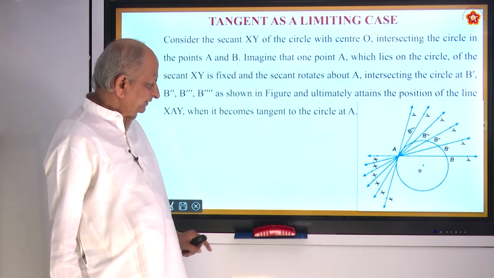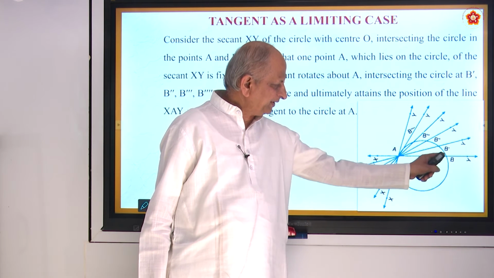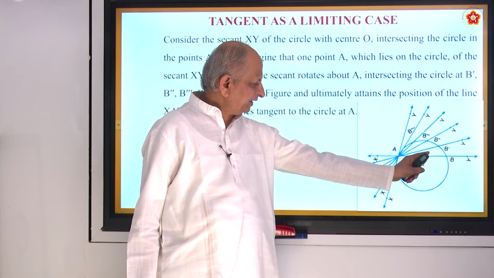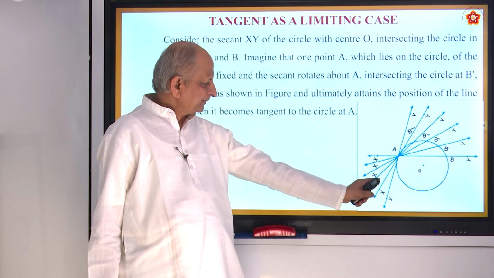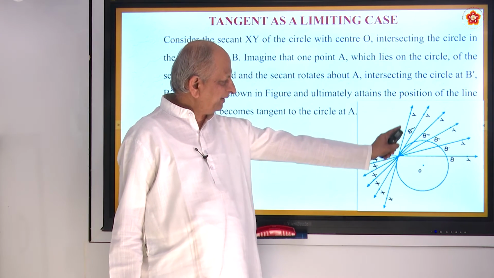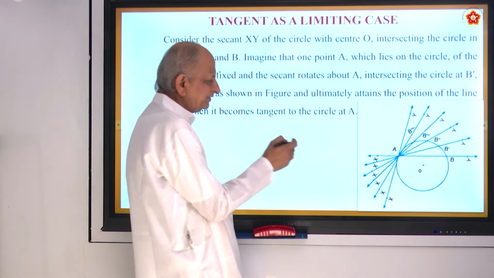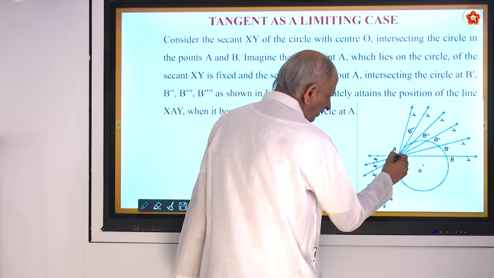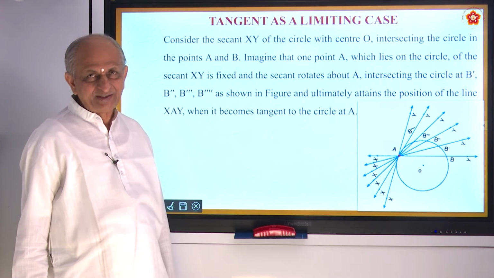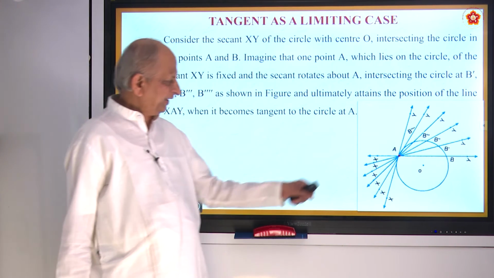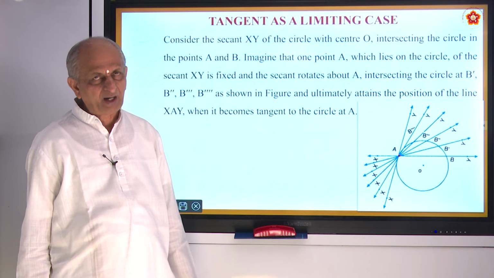Point of contact. Then the secant XYBA, XABY becomes a tangent. Its name is XABY. Here it touches the circle at only one point. So I think you understand the difference between secant and tangent. A secant touches the circle at 2 points, a tangent touches at only one point.